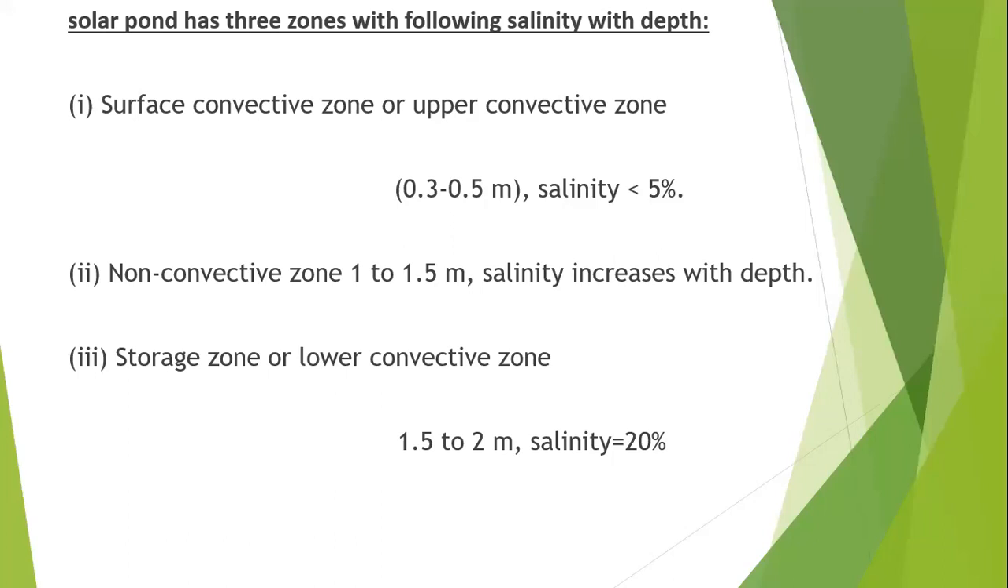Okay, the surface convective zone usually has a small thickness, around 10 to 20 centimeters. It has a low, uniform concentration, close to zero, as well as a fairly uniform temperature, close to the ambient air temperature.